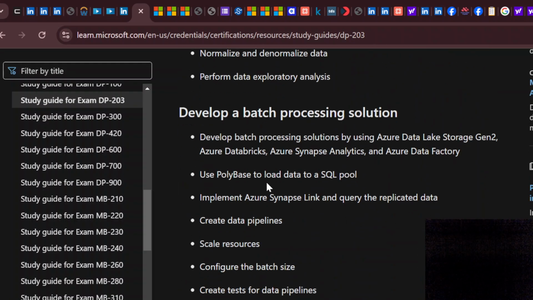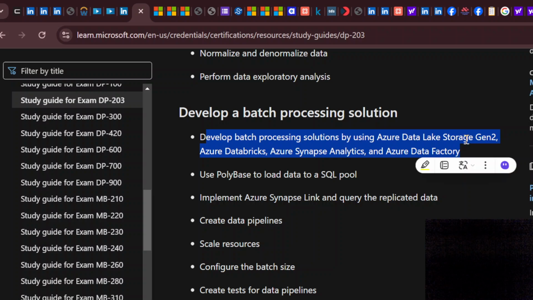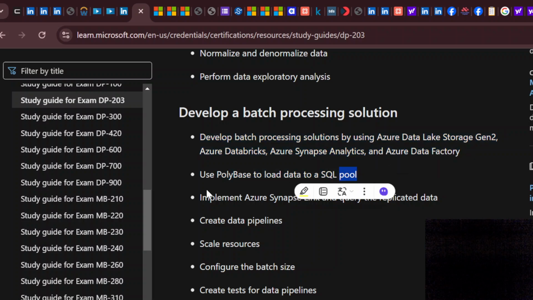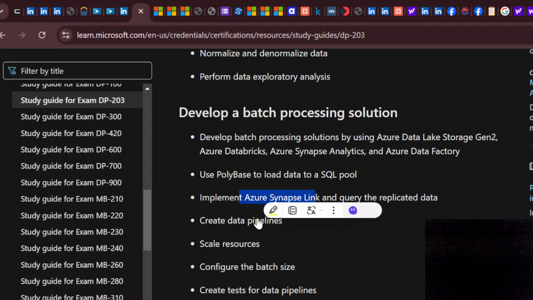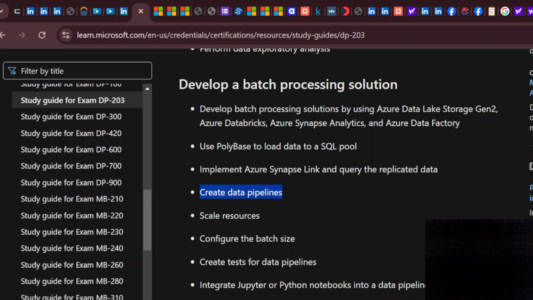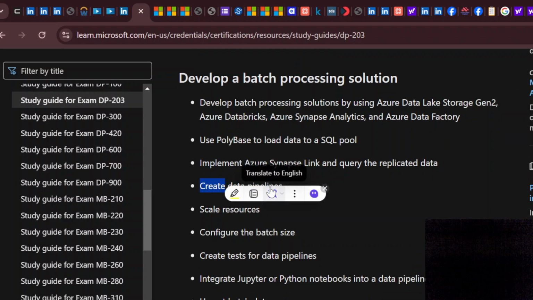So develop batch processing. Develop batch processing using Azure Data Lake Storage Gen 2, Azure Databricks, Azure Synapse Analytics, Azure Data Factory. Use PolyBase to load to SQL pool. Implement Azure Synapse Link and query the replicated data. So Azure Synapse Link is one concept. Creating the data pipelines.